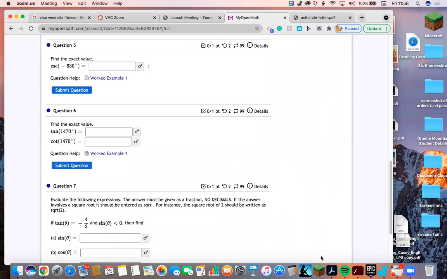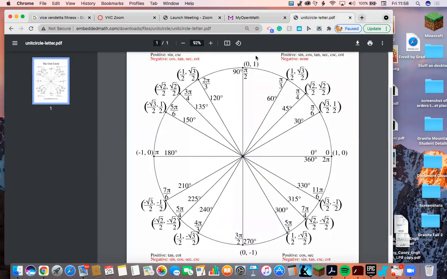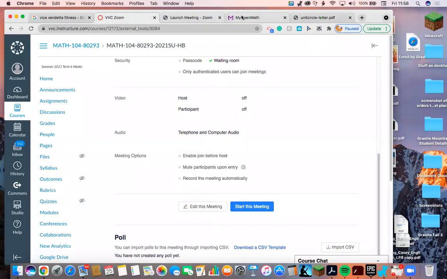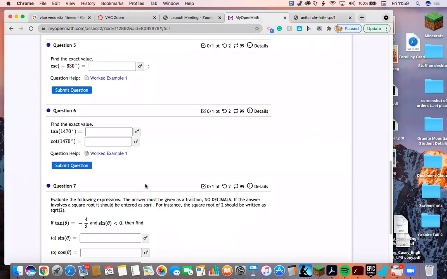I'm still annotating. There we go. You can always just look up a unit circle. This is from embedded math, as you might be able to tell. It's a really good one. But the goal is that you'll be comfortable enough to do this yourself, and just kind of make your own unit circle or whatever.